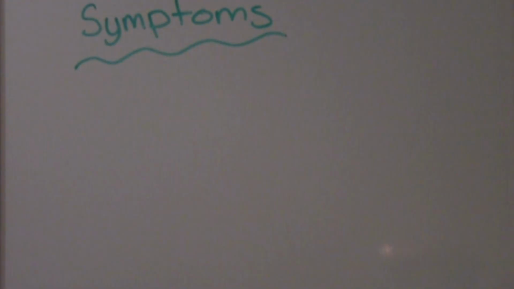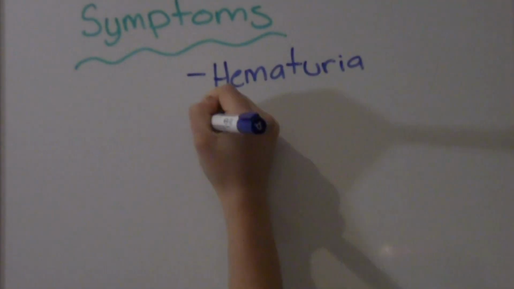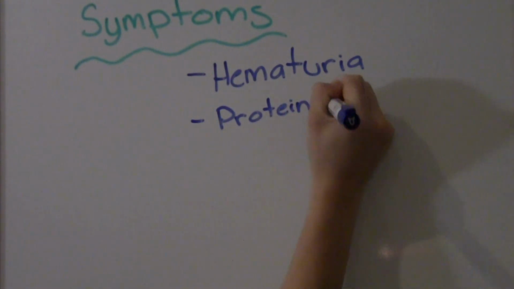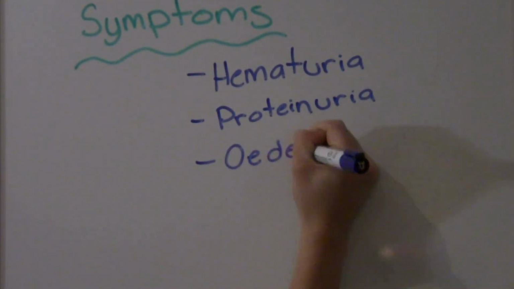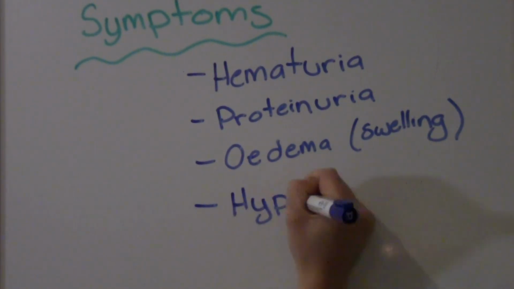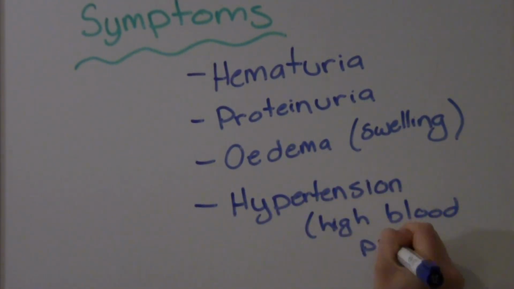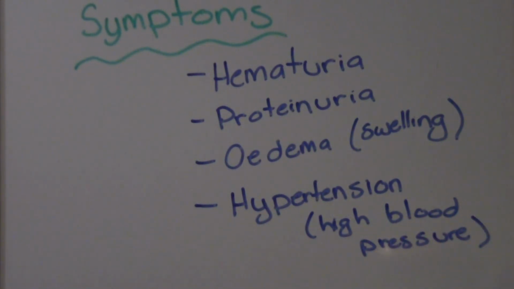IgA nephropathy may present no symptoms for a number of years. Once symptoms appear, the most common one is hematuria, which is identified by the presence of blood in urine. Hematuria can be macroscopic, that is, seen by the naked eye, or microscopic, and can only be detected via medical testing. Other symptoms include proteinuria, or more simply, the presence of protein in urine, which is typically characterized by a foamy appearance, edema, or more simply, swelling, typically in the lower legs, and high blood pressure, also known as hypertension.